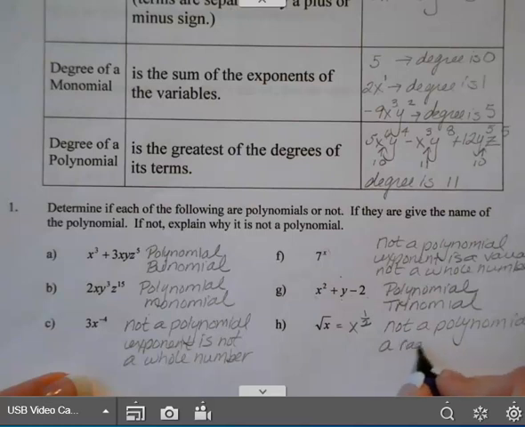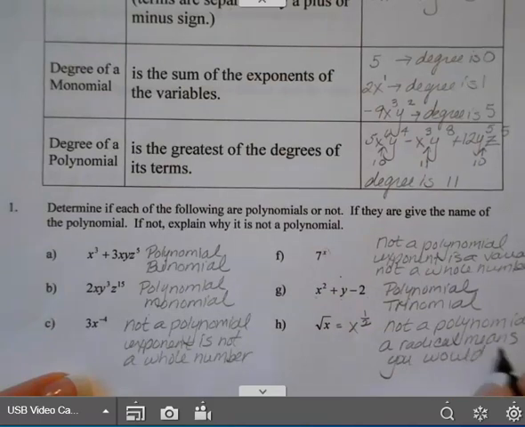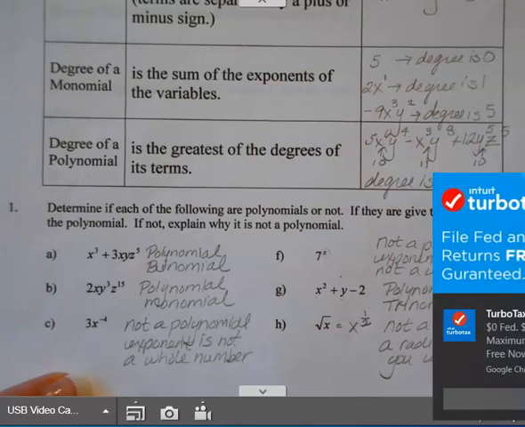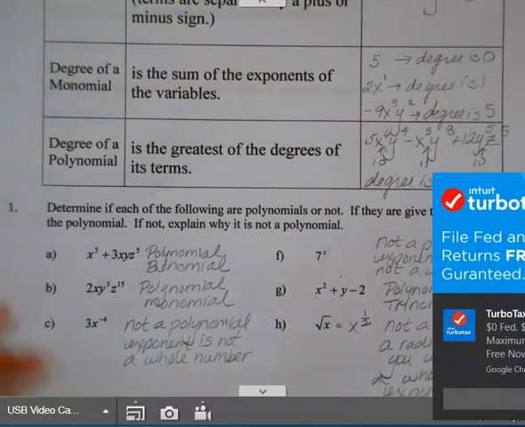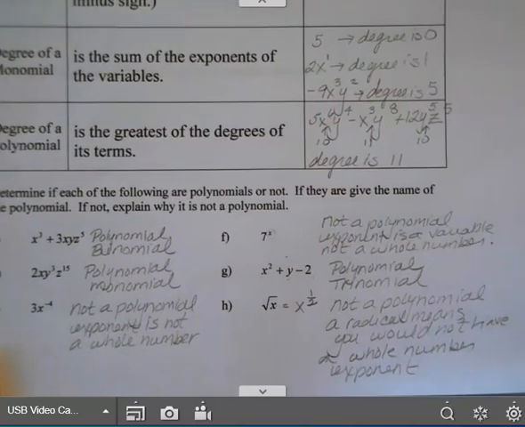A radical means you would not have a whole number exponent. Started to go off my page there. I'll give you a moment to finish getting that down.